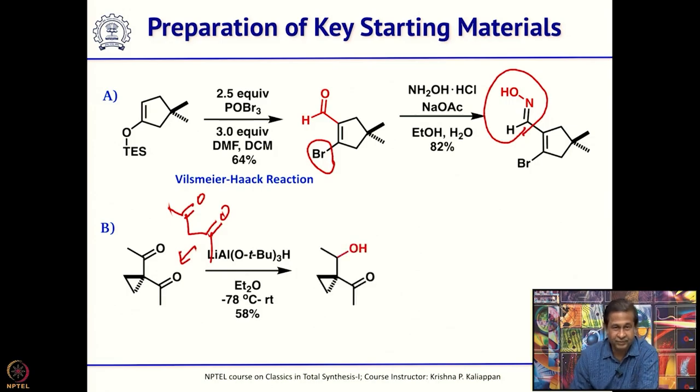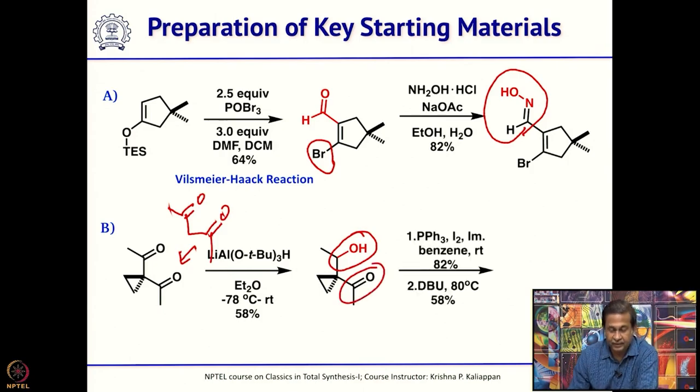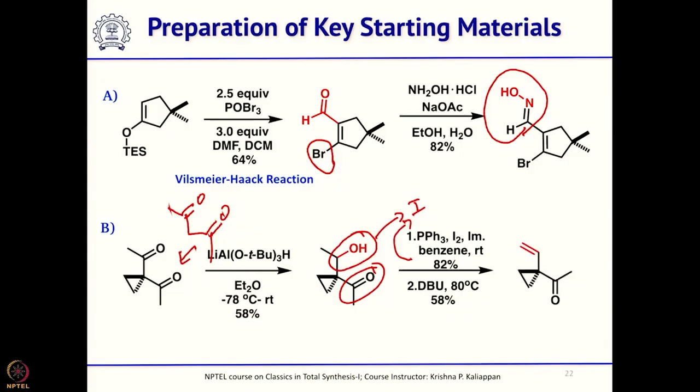Then reduce one of them. Since this is a symmetrical compound, one of them can be selectively reduced to get the hydroxyl group. Now this ketone, you need a double bond, isn't it? So either this ketone can be converted into a double bond, or you can do dehydration to get the double bond. There are two possibilities. So what they did, this hydroxyl group was converted into iodide, okay, using this reaction. Then DBU eliminated that to get the corresponding double bond, okay. So this is how, in three steps, one could make this starting material.